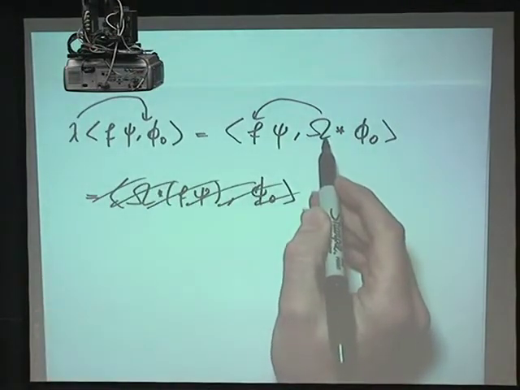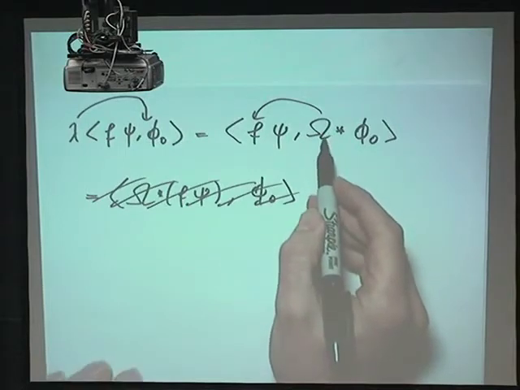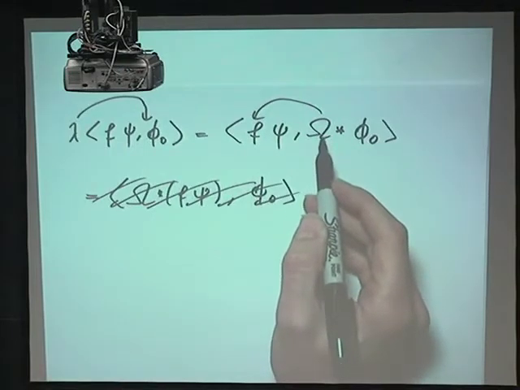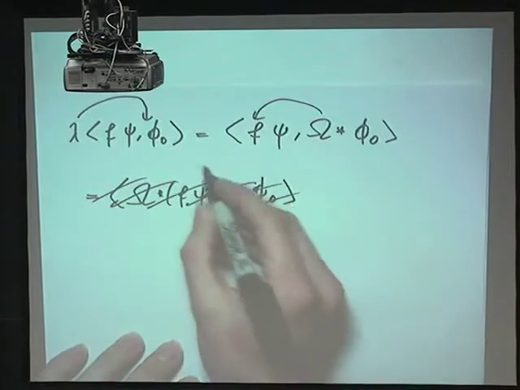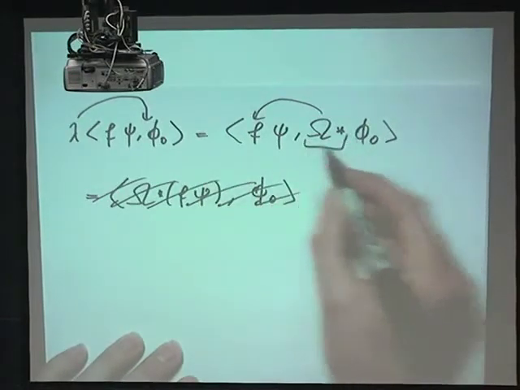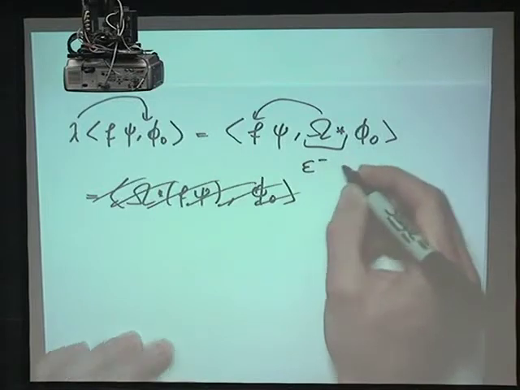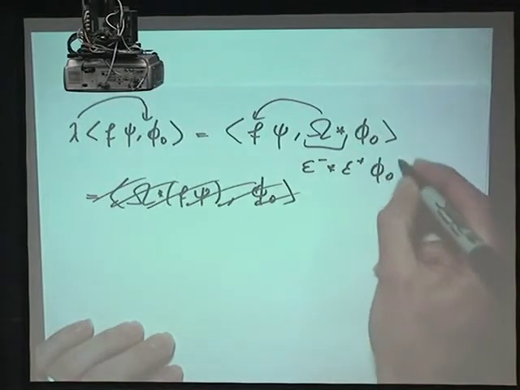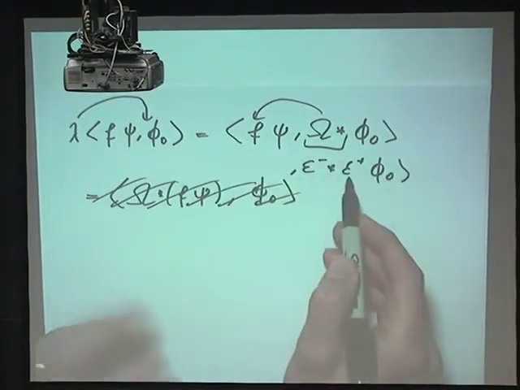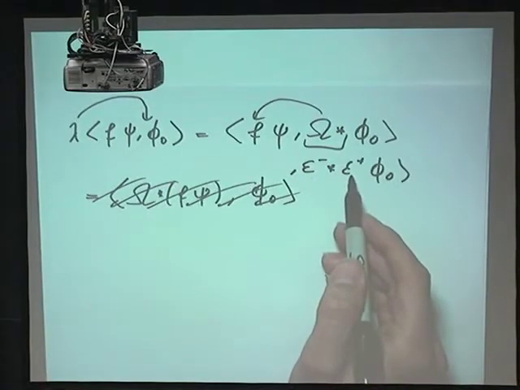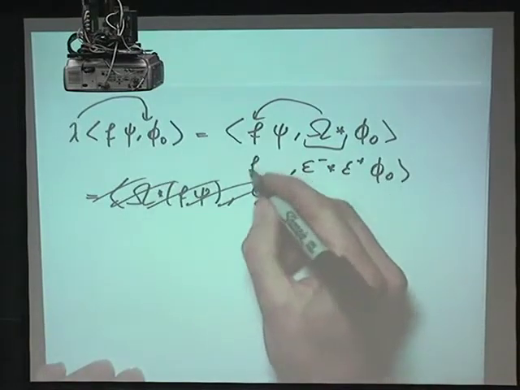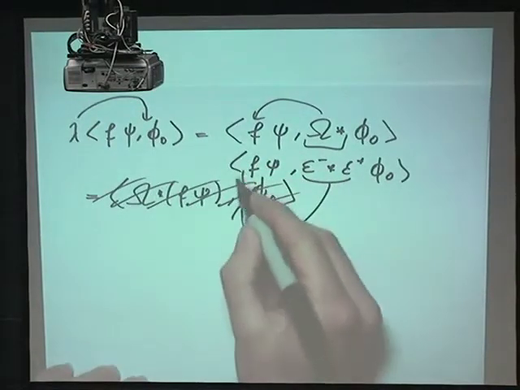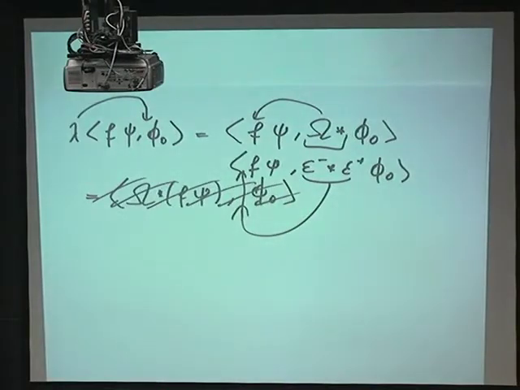Then I recall what I said before, that for phi 0, the Casimir and the E plus E minus are strongly related, so I can replace the Casimir with E minus E plus. It's the same thing, because the real formula would involve the W's, but the W's are 0 applied to phi 0. And now I move this over to here. This slide is ugly, so I start a new one.